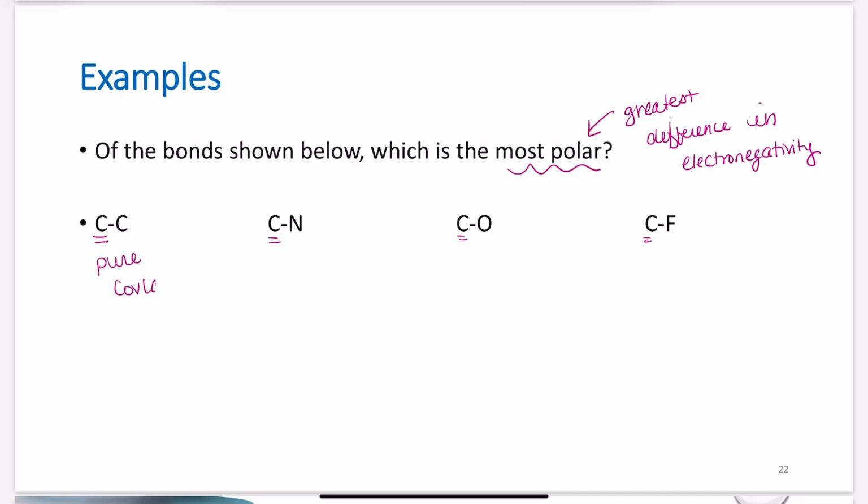I know carbon bonded to carbon is going to be pure covalent. How do I know that? Because it's bonded to itself. So no matter what that number is, it's going to be 0. I then have nitrogen, oxygen, or fluorine. I may not know their numbers, but I know fluorine is first place for electronegativity, oxygen is second place, and nitrogen is third. So what that means is this will have the most polar bond because it will have the greatest difference in electronegativity.